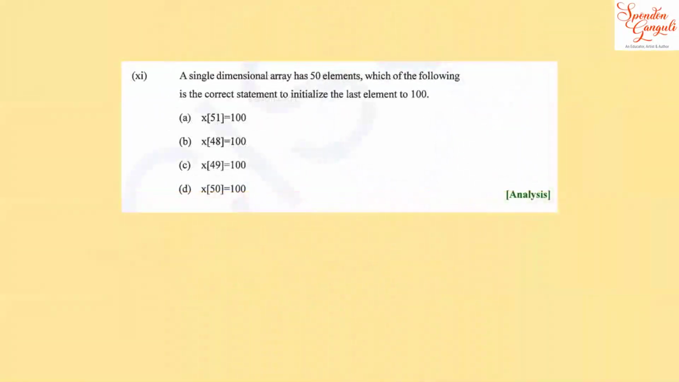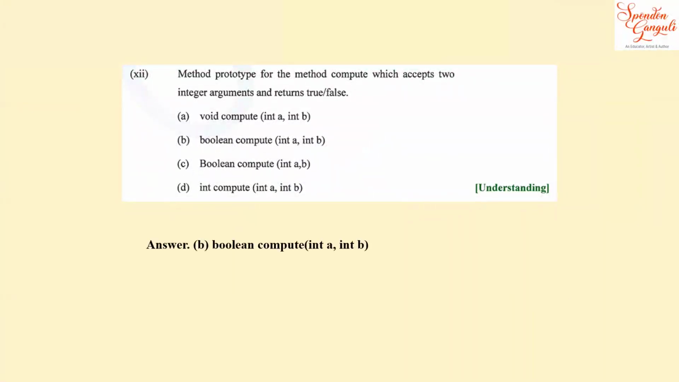Next question. A single dimensional array has 50 elements. Which of the following is correct to initialize the last element to 100? It is option C. The last index is always size minus 1. 12th question. Method prototype for method compute which accepts two integer arguments and returns true or false. The option will be option B. Returning true or false means the data type will be boolean, and the two parameters it is taking are integers.